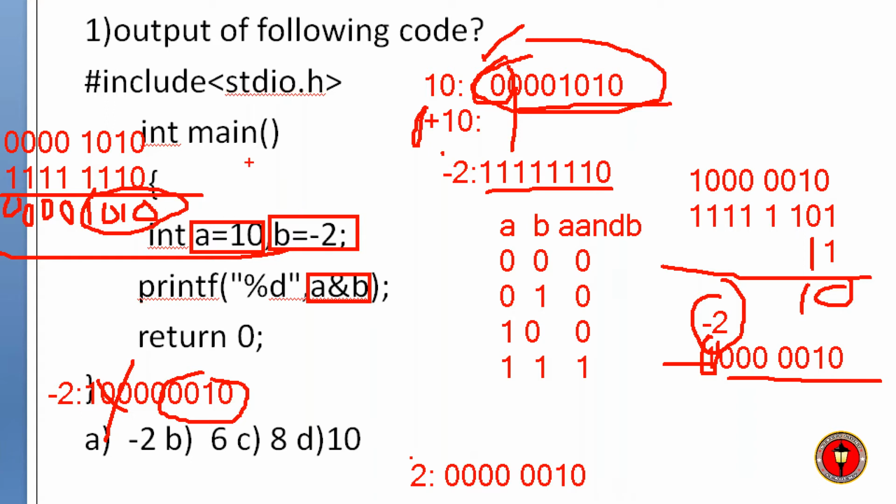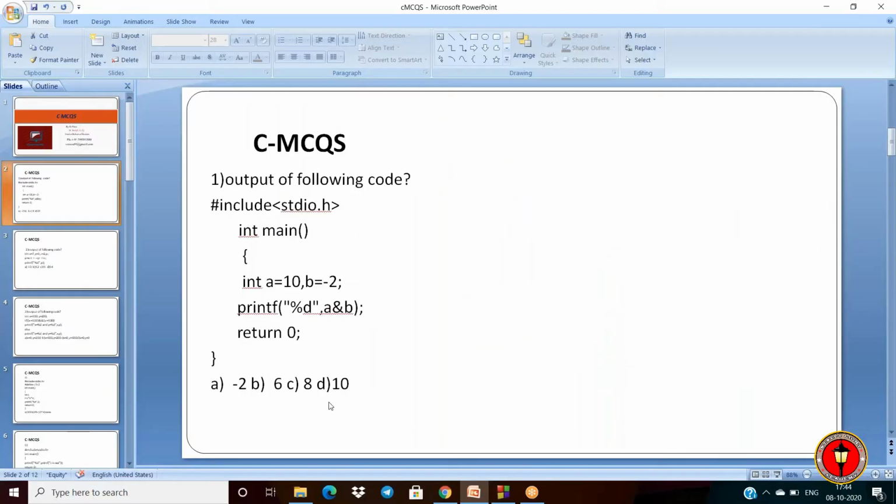1010 is equivalent to a decimal number. The options are minus 2, minus 6, 8, and the equivalent decimal number of 1010 is 10. So the answer is D. Okay, this is the first one.